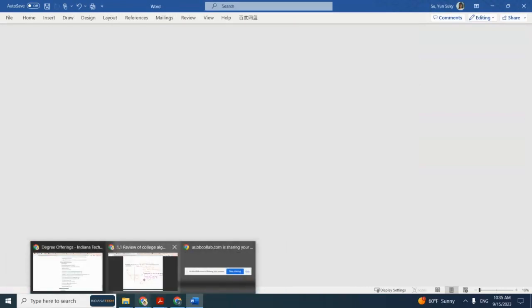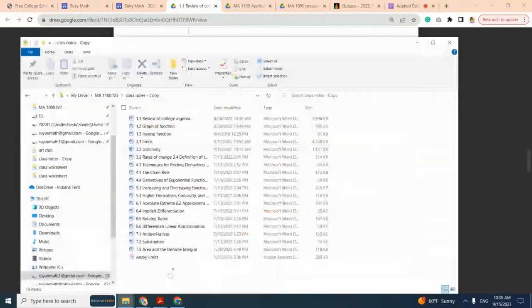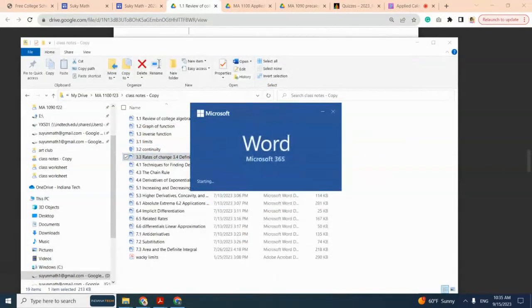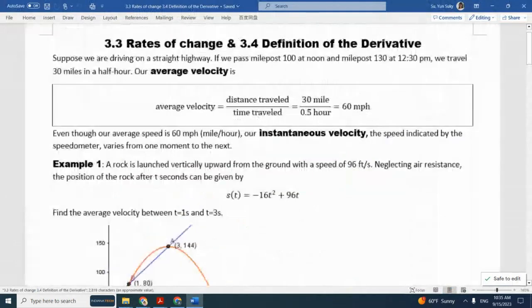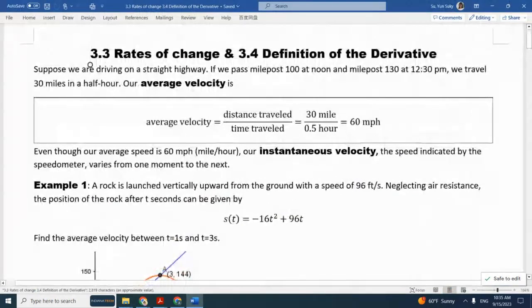So let's close that. Okay, and 3.3. Okay, so rates of change and definitions of the derivative. Suppose we are driving on a straight highway. If we pass milepost 100 at noon and milepost 130 at 12:30, we travel 30 miles in a half hour.